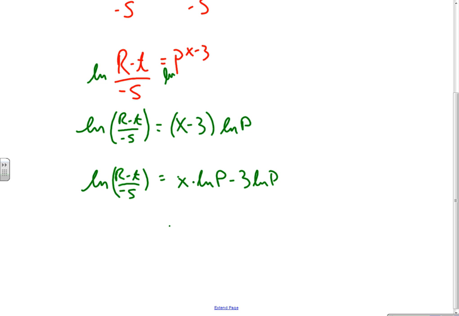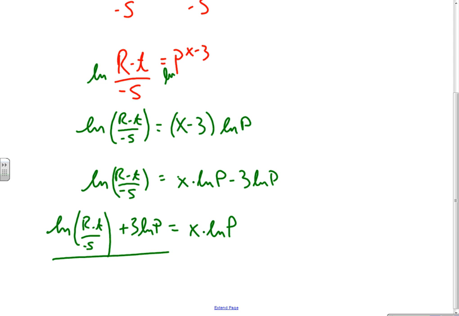So then we'll add that in. Natural log of the quantity of r minus t all divided by the opposite of s, and x is going to be plus 3 natural log of p. And then we're going to divide all of that through by natural log of p.